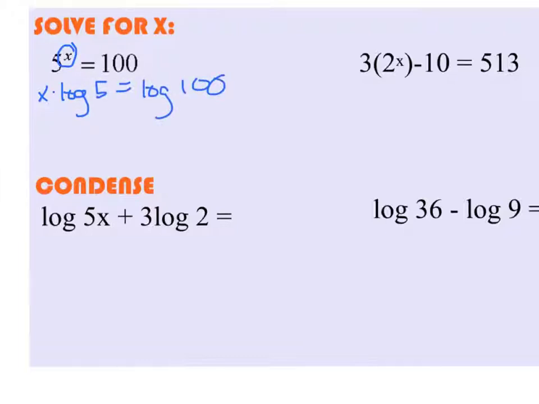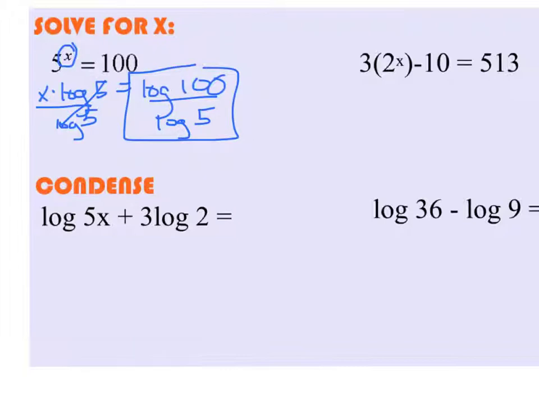And of course, in doing that, we've created a multiplication. So now we could just divide to solve for x, and that's what we do. Divide both sides by log 5. So you could type that in your calculator, but that's the answer: the log of 100 divided by the log of 5. And remember, you could also use the natural log. As long as you're consistent in what base you use, you can use either one. I usually use the natural log.